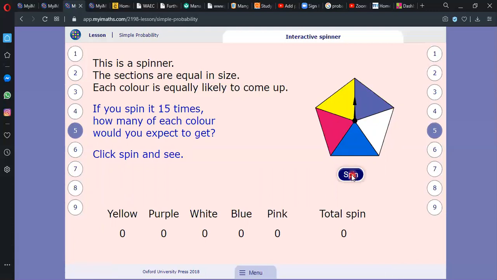Now, let's click and spin and see what happens. I'm going to come here and spin the spinner. Okay, I've spun twice. I have 1 white. The 3rd time, I have a yellow. It's going to spin again the 4th time. Okay, pink again. It's going to spin again the 5th time. Blue for the 5th time. We keep going. The 6th time we have pink. We're spinning again. The 7th time we have pink again.